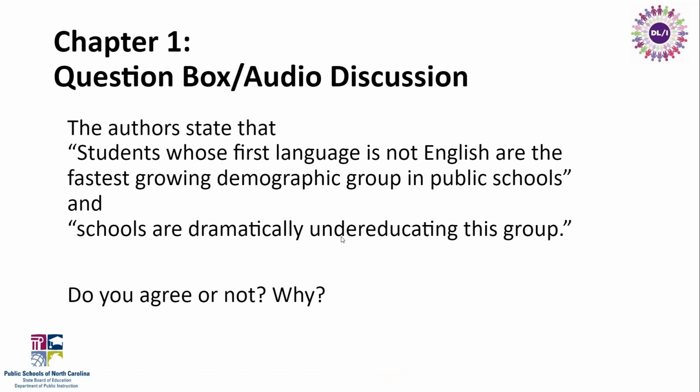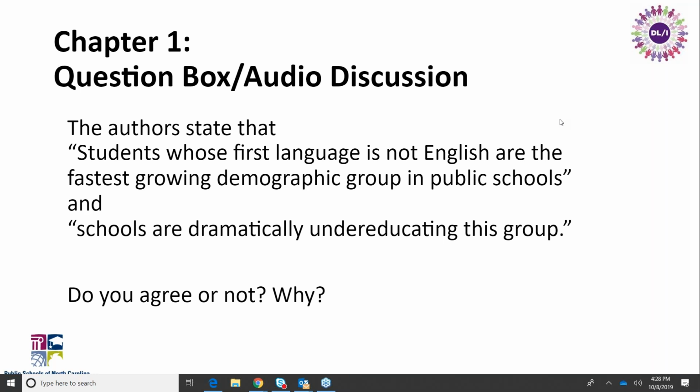So now we're going to move into a question specific to Chapter 1. Again, you can type in the question box, or we would love to hear your voice. So we always want to look at what are the authors saying and how do we respond to that. So our authors state that students whose first language is not English are the fastest growing demographic group in public schools, and that schools are dramatically undereducating this group. So do you agree or disagree, and why?